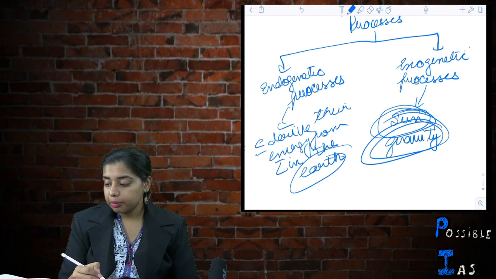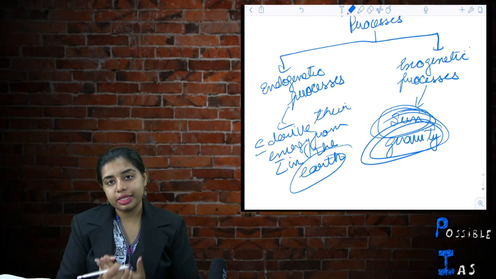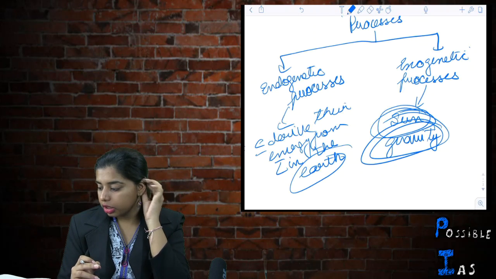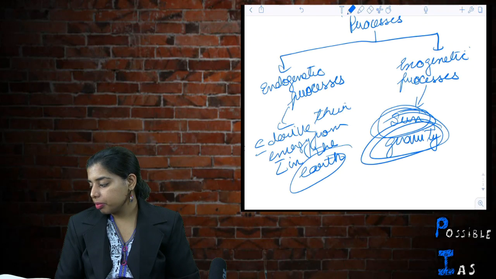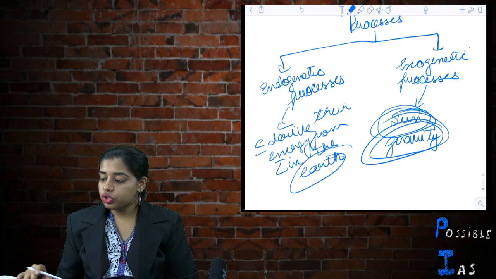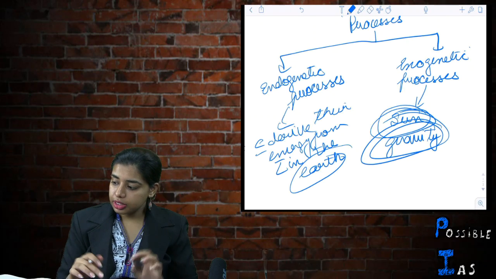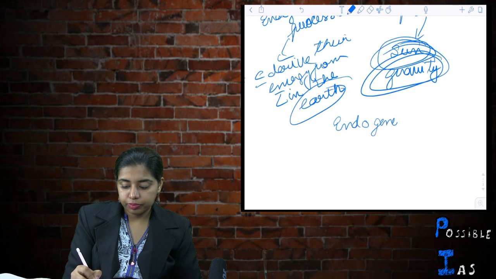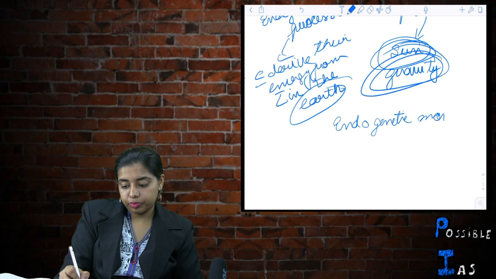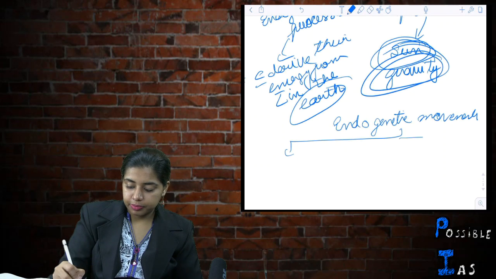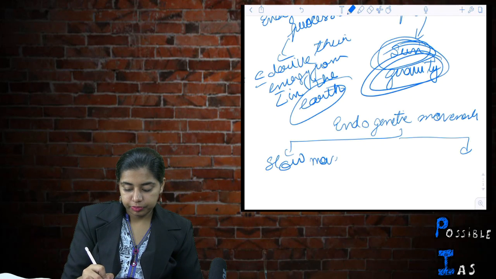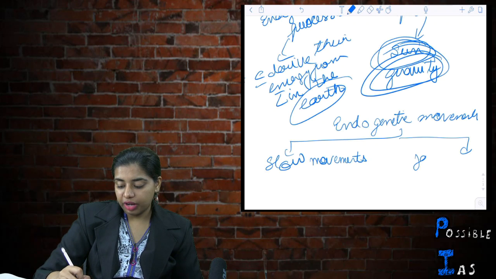Now these endogenetic processes are the ones that are happening from inside the surface of the earth. So their energy comes from what? The heat which is generated inside the earth. That may be because of radioactivity, that may be because of melting. Because of this, endogenetic movements happen. Now these endogenetic movements are of two types. Number one, you have slow movements, and then you have fast movements.